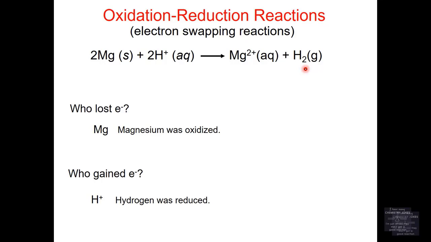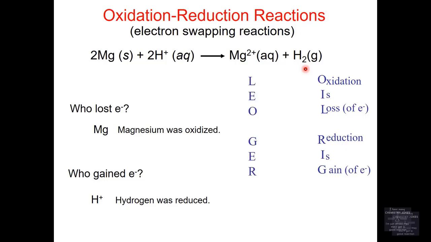There are two acronyms that you may see surrounding redox reactions. One is OIL RIG. That stands for oxidation is loss of electrons, and reduction is gain of electrons. Another one you may have heard is LEO GER. Leo the lion says GER. Losing electrons is oxidation, and gaining electrons is reduction.